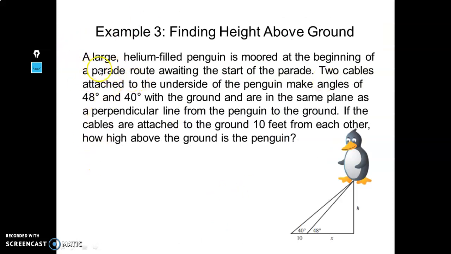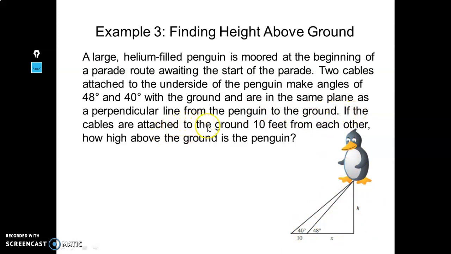All right, and here is the last one. This one's kind of a tough one. A large helium-filled penguin is moored at the beginning of a parade route, waiting for the parade to start. Two cables attached to the underside of the penguin make angles of 48 degrees and 40 degrees with the ground, and are in the same plane at a perpendicular line from the penguin to the ground. Okay, so with all that information, you should be able to draw this.